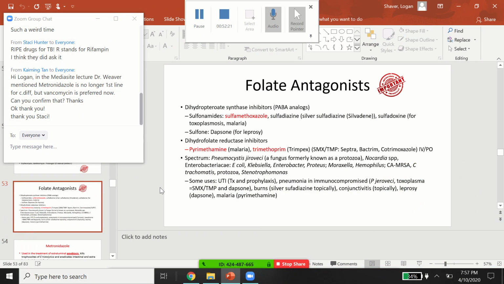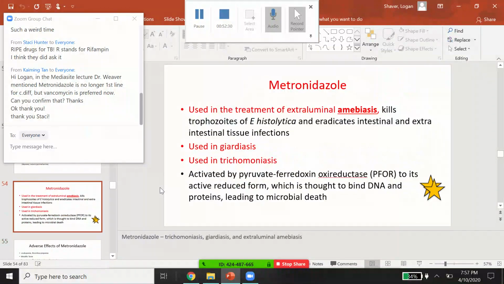All right, now on to folate antagonists. We've already talked about this slide anyway, so I'm not going to cover it really. Then metronidazole, we've once again already talked about, but I do like this slide a little bit better because it skips by a lot of the extra stuff that you didn't really need to know as much. It gives you the bare bottom details you need to know.